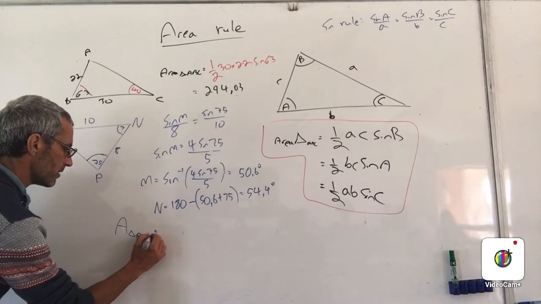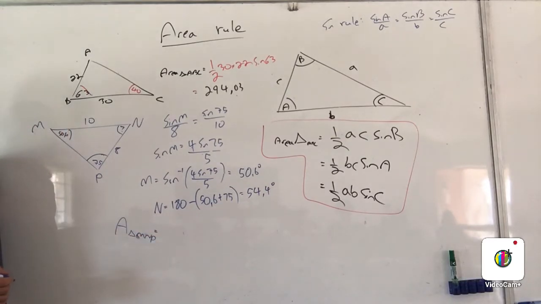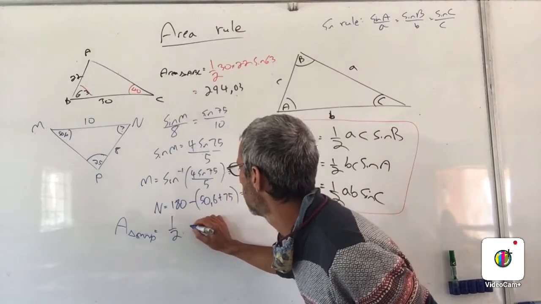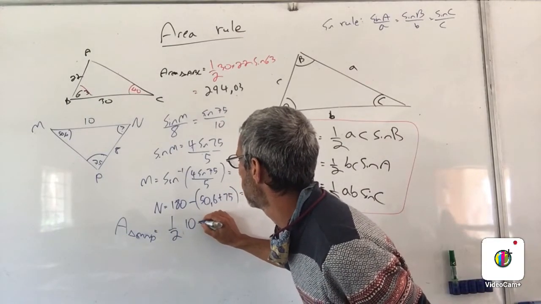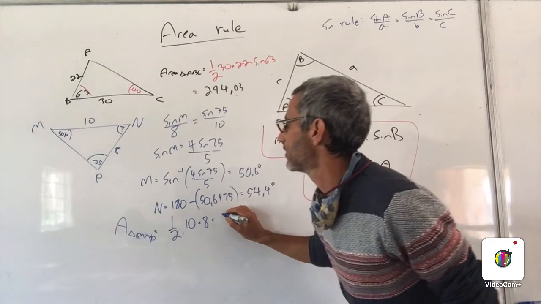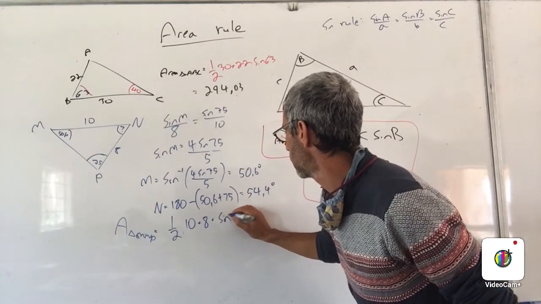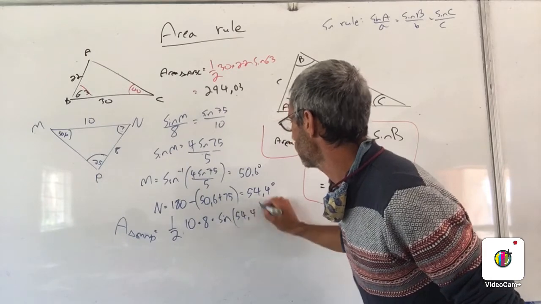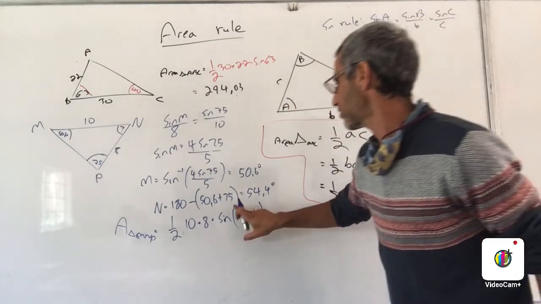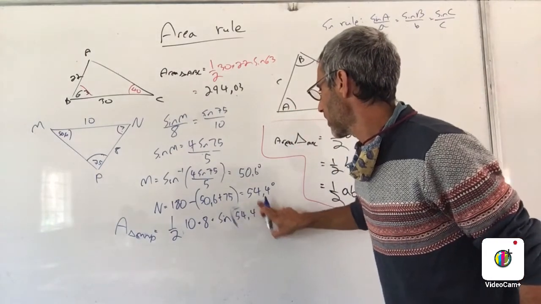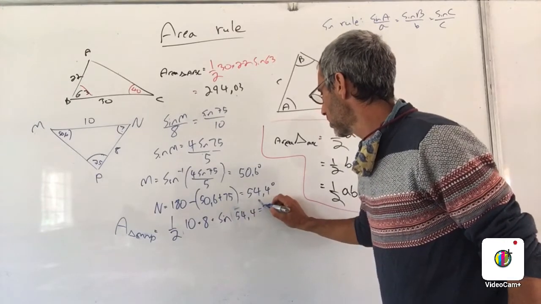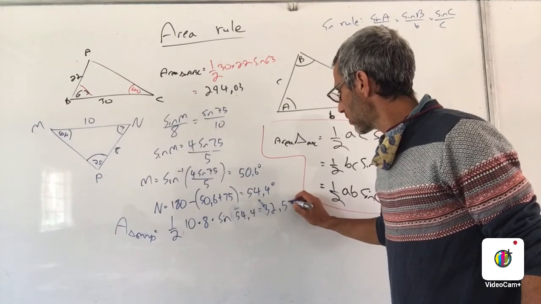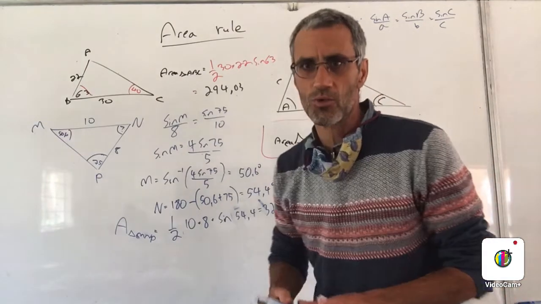Okay. What do I do? How do I apply the area? So half times 10 times 8 times sine 54.4. Fantastic. In fact, I could have done it a little bit easier, but it's actually not a problem. And that's equal to 32. Okay, I'll just check if this is right.